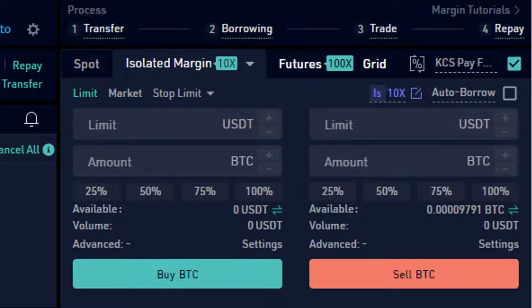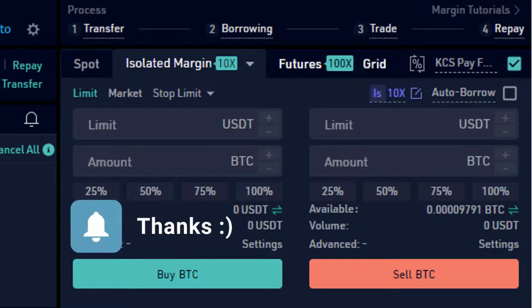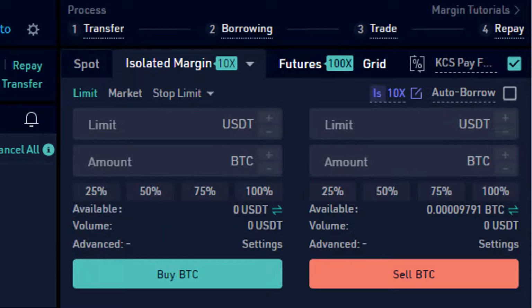To be very clear, I don't recommend using high leverage if you don't know how it works. You have to understand when you use high leverage, it's easier for you to get liquidated if the price goes against you. Later I will show you how to put a stop loss. That's what I always do to minimize risk.